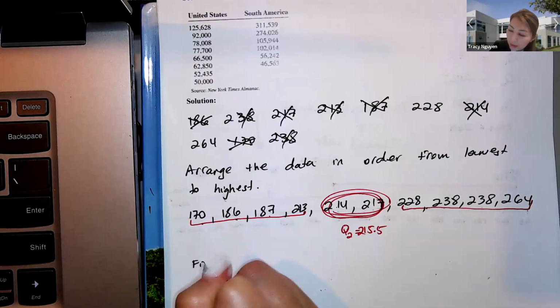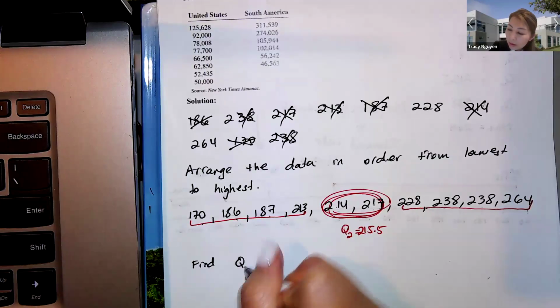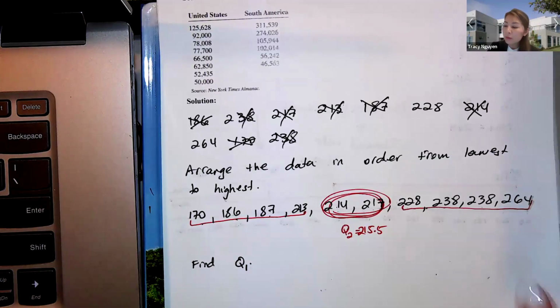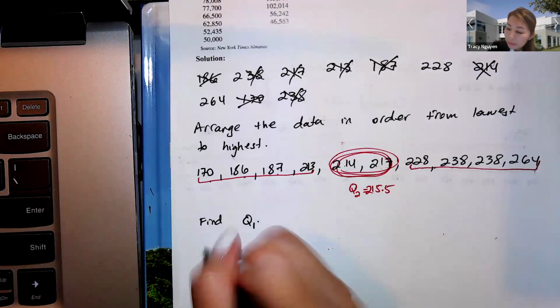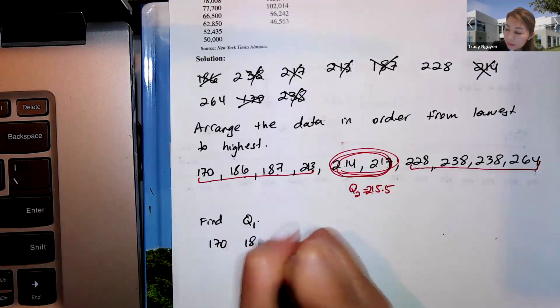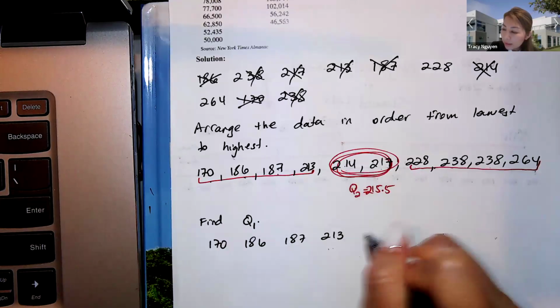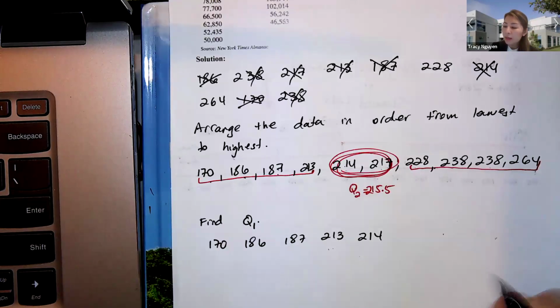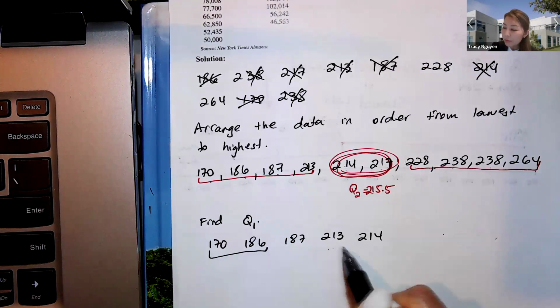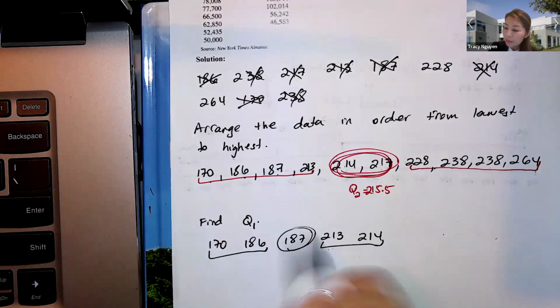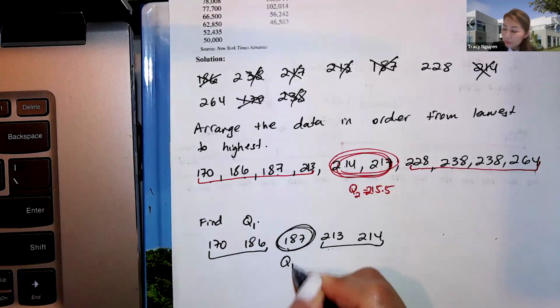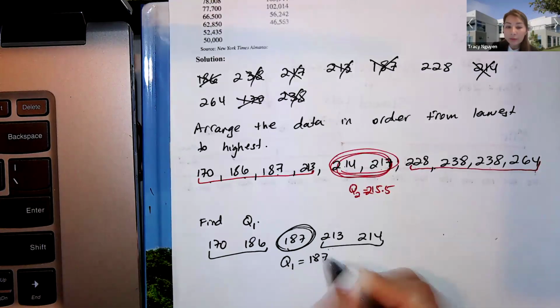Now we're going to find Q1. We take all the data values that fall below 215.5, which are 170, 186, 187, 213, and we also take 214. Okay, here we have 5 data values. That leaves us one middle value. This is our value for Q1 of 187.